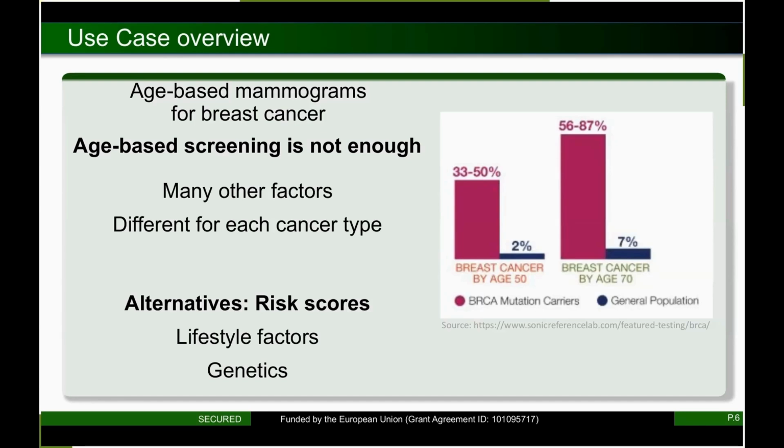So there are many other factors that affect the timing of the screenings or the risk of the patient for different cancers. Importantly, these factors are often different for each cancer type. So what would be the alternative to age-based screening? Well, risk scores. Those can include different things like age as well, because it is an important factor. But also, for example, information about whether the person already went through menopause, or in the case of lung cancer, whether they have smoked before, and also genetics. So things like this BRCA mutation variant.